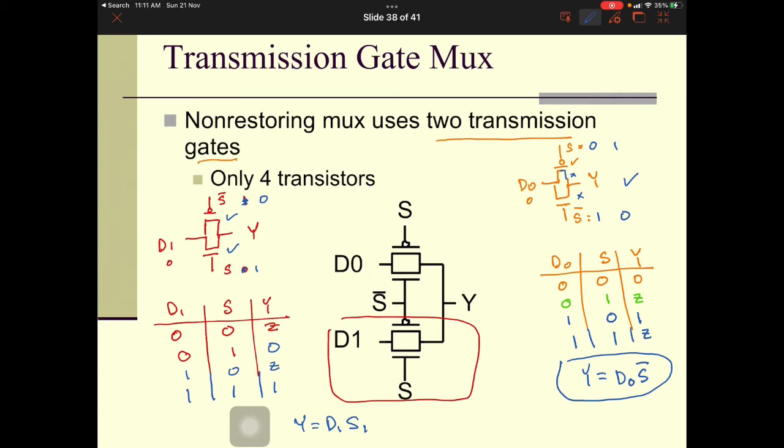So now we are going to put them together. This is to perform the OR function. So the total Y will be Y equals D0 S bar plus D1 S. So this is the final equation. As you can see here, instead of having 20 transistors from the previous circuit, we now only need 4 transistors. Okay, very simple using transmission gates.